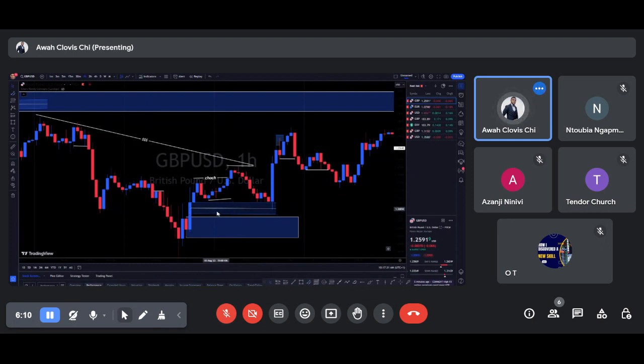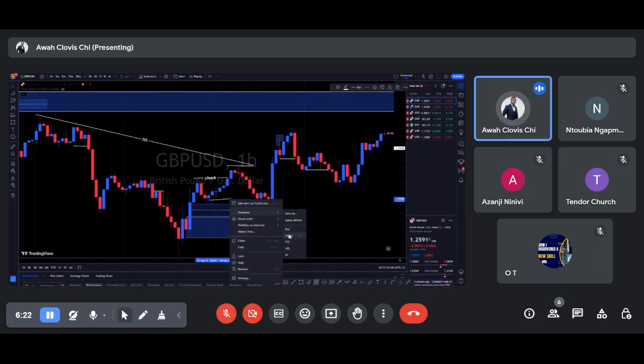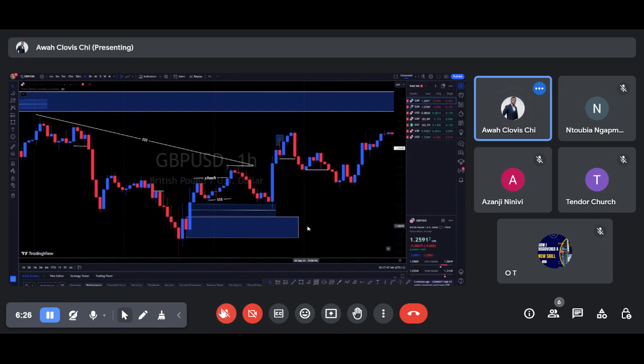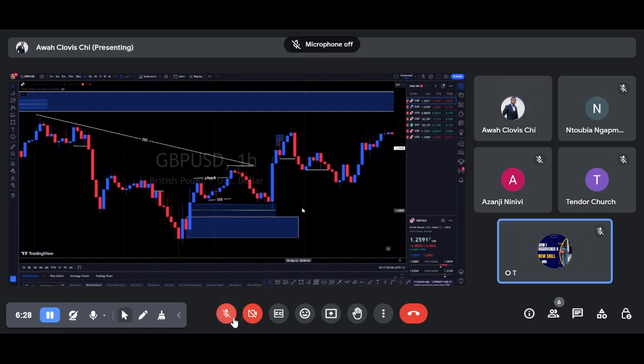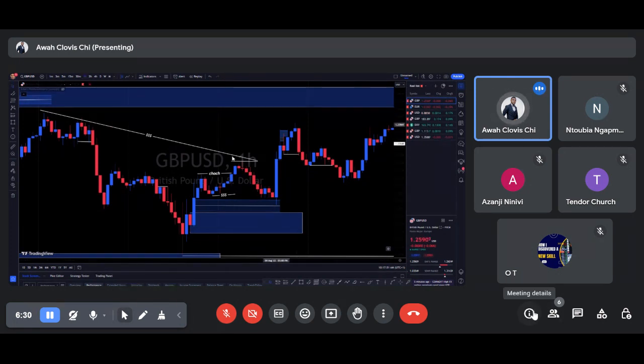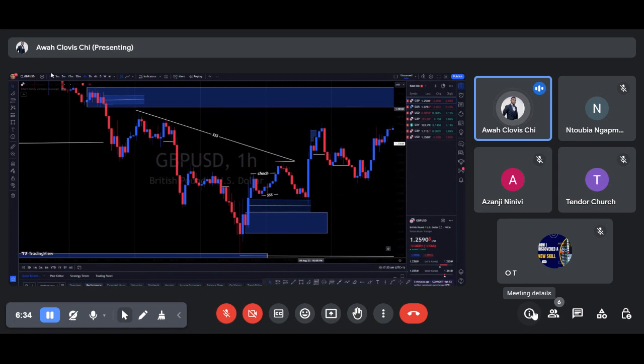Now, the market came down, tapped into that fair value gap, and did not come to the order block. But when it tapped into the fair value gap, what did we see? We saw that it had taken out the liquidity that was available on the Asian low, right? Clear. Good. So the target now is the external range liquidity that is available here before the market will tap into our higher time frame POI.